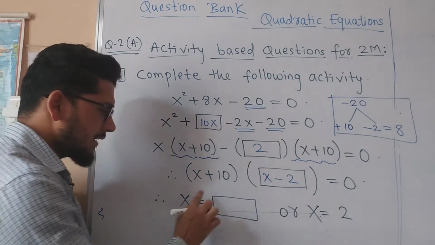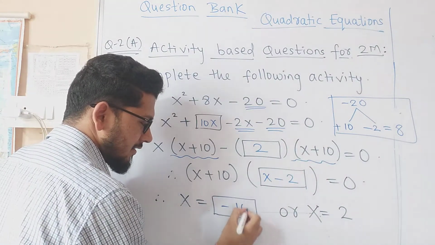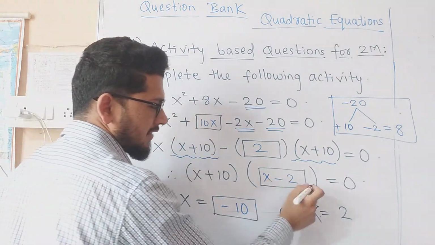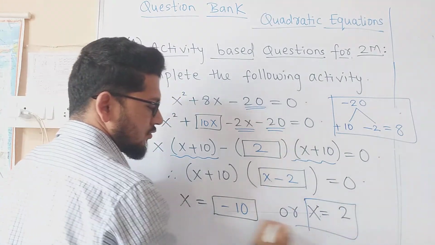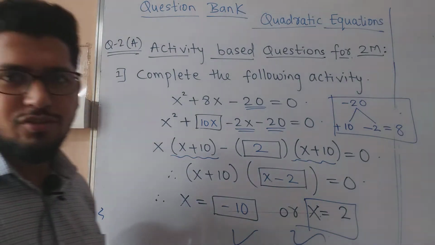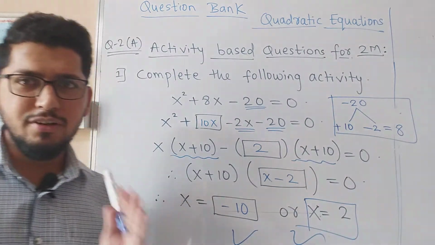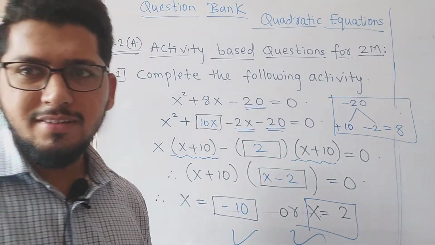After that, we separate the factors. x plus 10 equal to 0, then 10 shifts to the other side, so x equal to minus 10. And x minus 2 equal to 0, shifting minus 2 gives x equal to 2. These two are the solutions. Understood? I hope you understood this activity. It's very simple. Now we'll come to the next example.